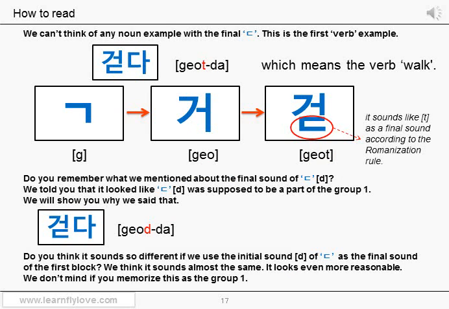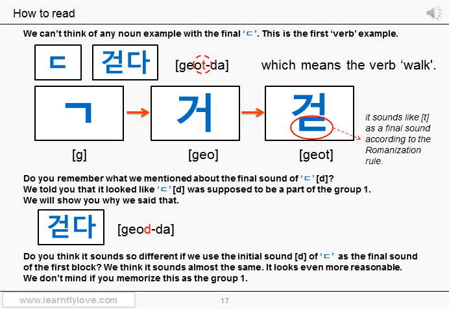Let's learn how 디귿, which sounds D like D in English, sounds when it comes as a final sound. We can't think of any noun example with D consonant as a final, so this is the first verb example. For now, 디귿, D sound, is categorized as a part of the group 2, which means it sounds like romanized alphabet T when it comes as a final in a block. So if we read the first letter, it would be 그, 거, 것, right?